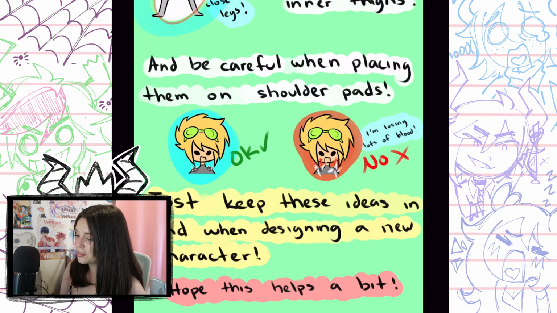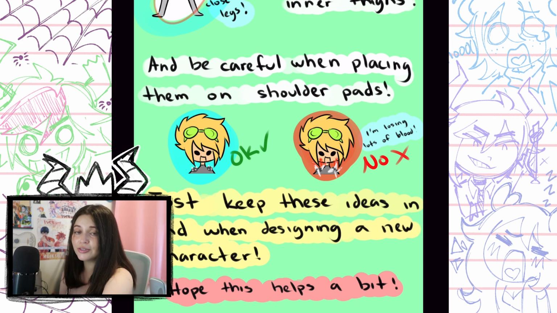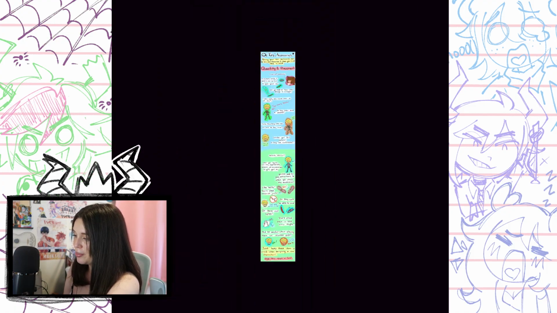And be careful when placing them on shoulder pads, or else he'll start hurting himself like this guy right here. Look, he's good there, but then he's bleeding right there. Just keep these ideas in mind when designing a new character. Hope this helps a bit. Yee! I like how both of them ended the same way. And I end a lot of my videos with hope this helped a bit, or hope this helped one person. I just have been the same person throughout time and history.